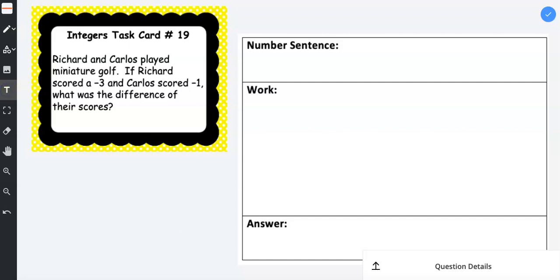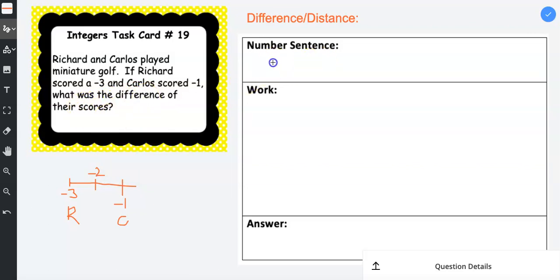So the first thing I'm going to write down is that this is a difference problem. And remember, difference is the result of a subtraction problem. So we're talking about a difference or a distance problem. Then we're looking at two numbers. We're looking at Richard's score, which is a -3, and then we're comparing it to Carlos's score, which is a -1. What was the difference of their scores?